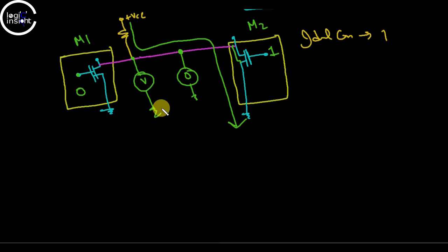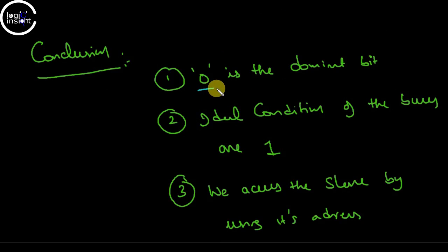So we can simply say that whenever we apply 1 and 0 on a bus simultaneously, then 0 will win the race, which means 0 is the dominant bit. So this is the reason why 0 is said to be dominant. We have seen why 0 is dominant.